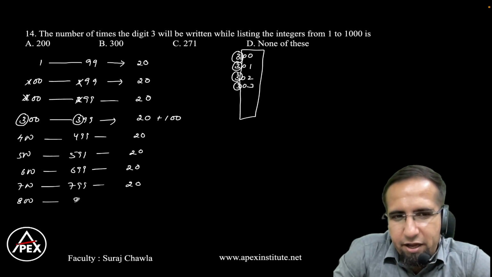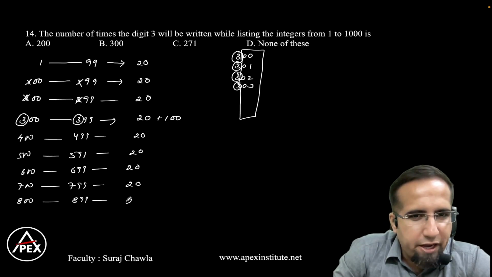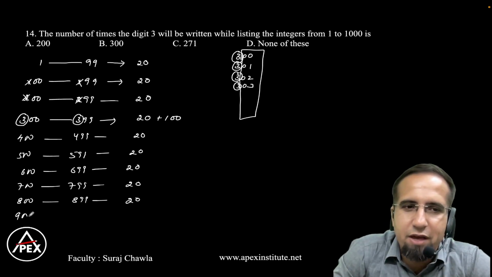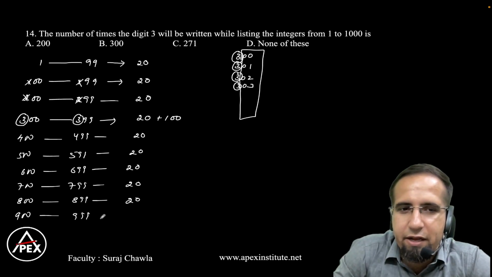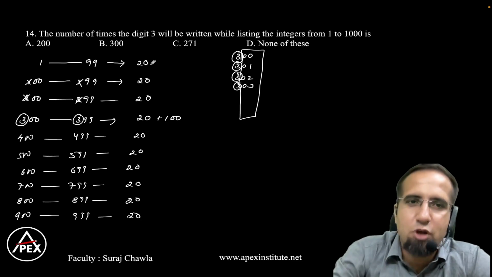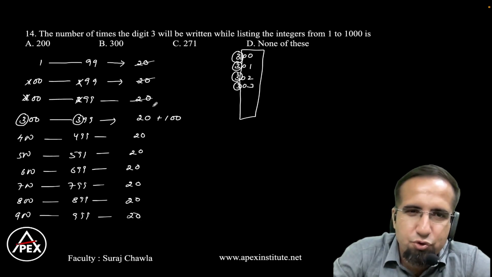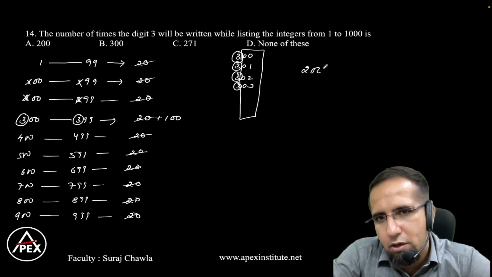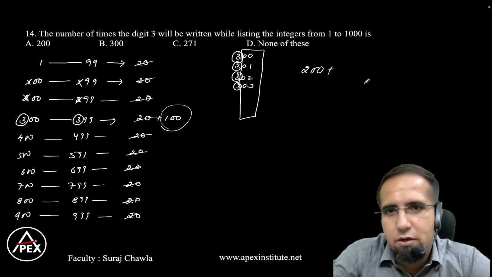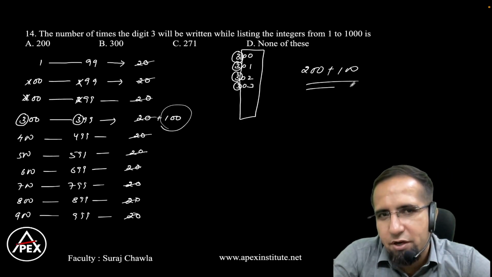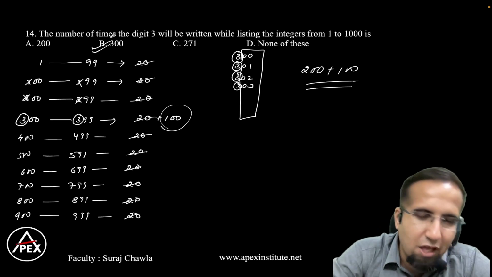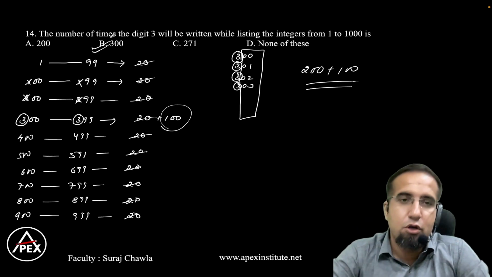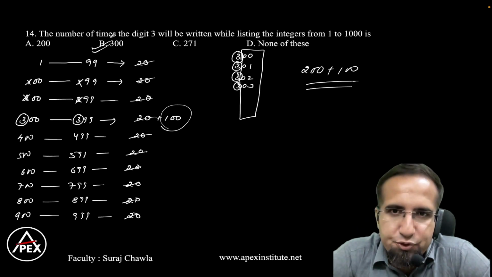800 till 899 will again have 20 times, and finally we have 900 till 999 will again have 20 times. So how many 20s do we have? 1, 2, 3, 4, 5, 6, 7, 8, 9, 10. 10 20s is 200 plus this 100. That means the number of times the digit 3, or in fact the number of times any digit will appear, will be 300 times. Clear?